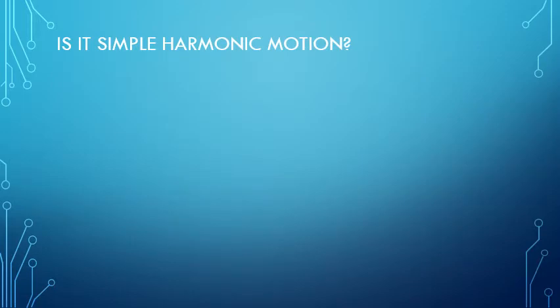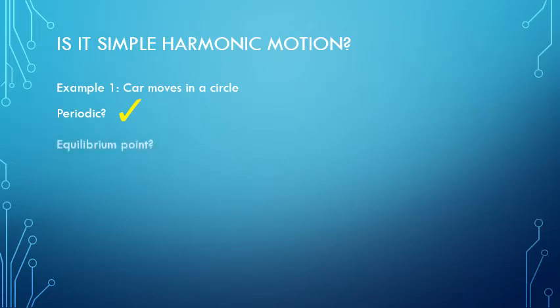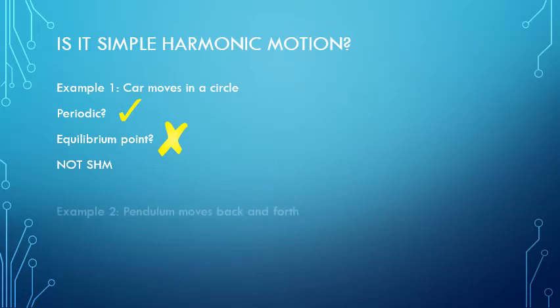So based on that definition, how do you decide if something is simple harmonic motion? Let's look at a couple of examples and feel it out. First, we've got a car moving in a circle, like on a track or something like that. Is it periodic? If it moves around in a circle at a constant speed, yeah, check mark. So far, it sounds like it could be simple harmonic motion. But is there an equilibrium point? Is there some point that the car is going to settle to if left on its own? Nope. That's not simple harmonic motion. That does not work.